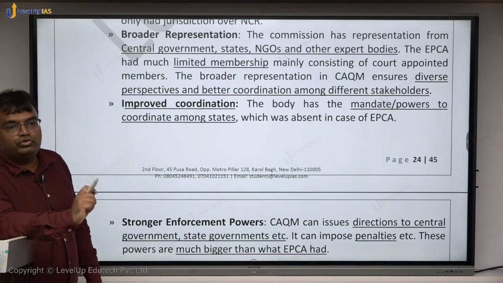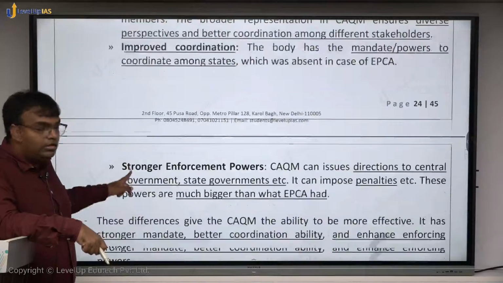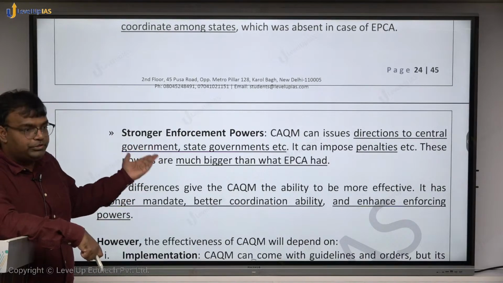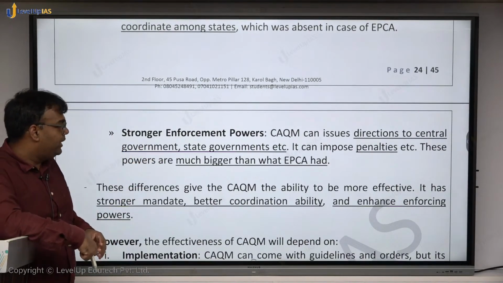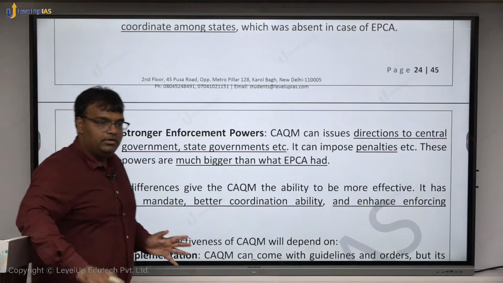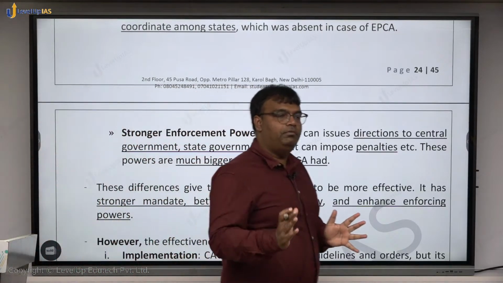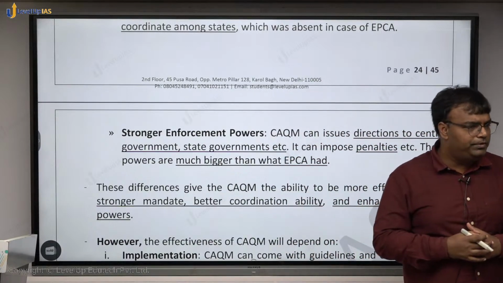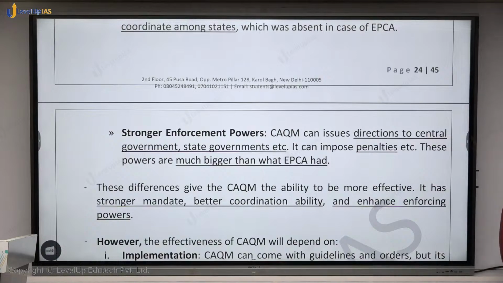EPCA could also enforce some fine, but here that enforcement power is much higher. यहाँ पे up to 1 crore rupees of fine could be imposed by CAQM. In these ways, CAQM is different from EPCA. अब बस heading देख के भी you'll be able to.